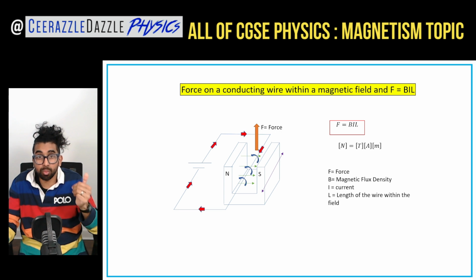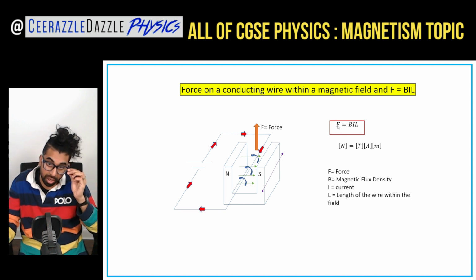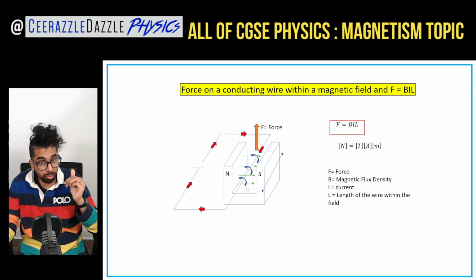Force on a conducting wire within a magnetic field, and F is equal to BIL. If you actually want to calculate the value of the force, first of all we can use the following formula. F is equal to BIL, where F is the force, B is the magnetic flux density, I is the current, and L is the length of the wire within the field. The force is measured in newtons, magnetic flux density is measured in Tesla, the current is in amps, the length of the wire is going to be in meters. It's only going to be this length within the field over here.